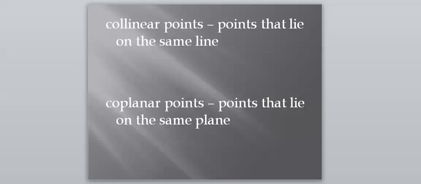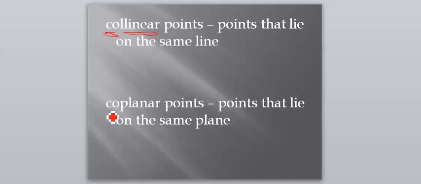A couple other definitions just to kind of lay the groundwork for the rest of the trimester. We have collinear points. And if we look at the word collinear, the prefix co means together or same. And then linear, we talked a lot in algebra about linear equations and linear graphs. That means line. So this literally means the same line. So these are points that lie on the same line.